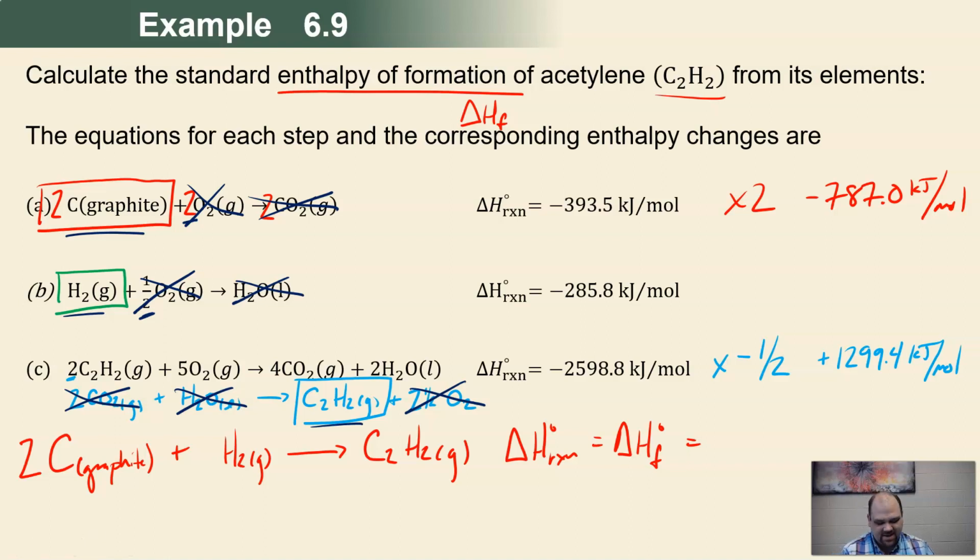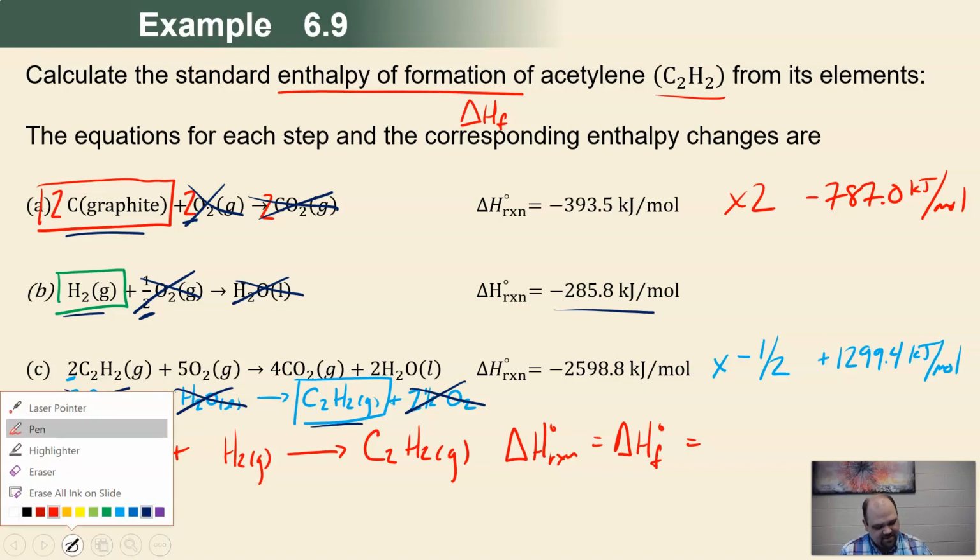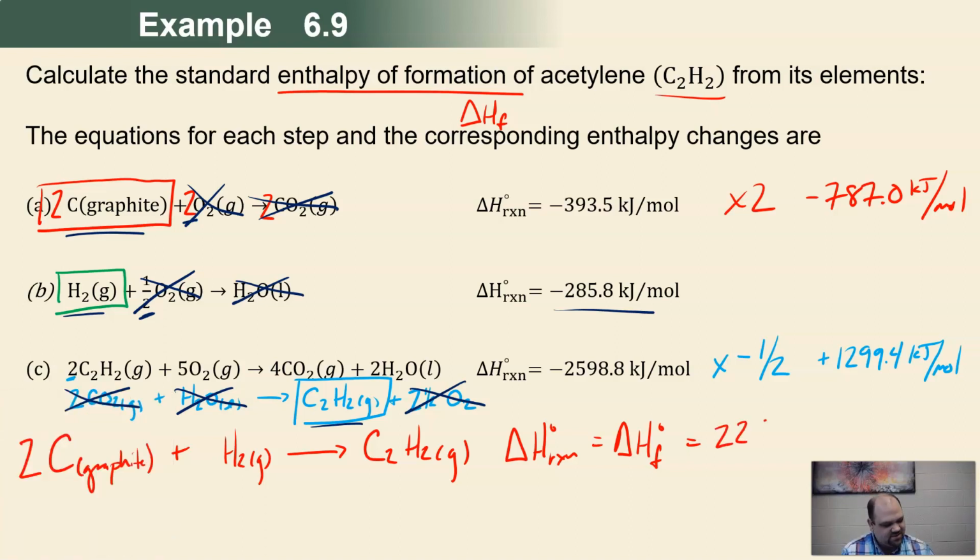Then all I have to do is add all of the delta H's up. So we get negative 787.0 plus negative 285.8. I didn't do anything to this reaction. I didn't flip it. I didn't multiply by 2. So I just used this value for delta H. And I need to add positive 1299.4. And I end up with delta HF being positive 226.6 kilojoules per mole. Okay?